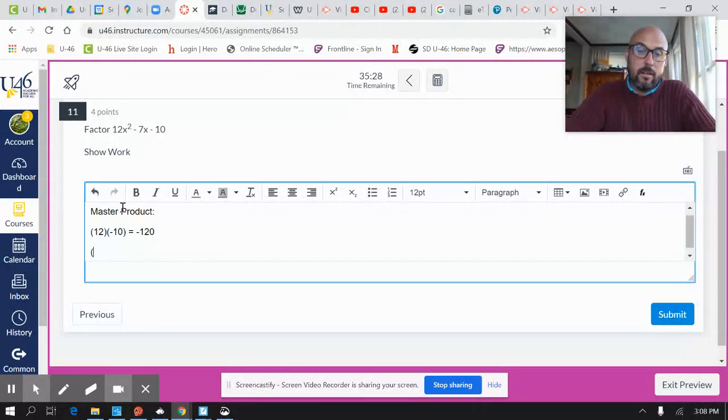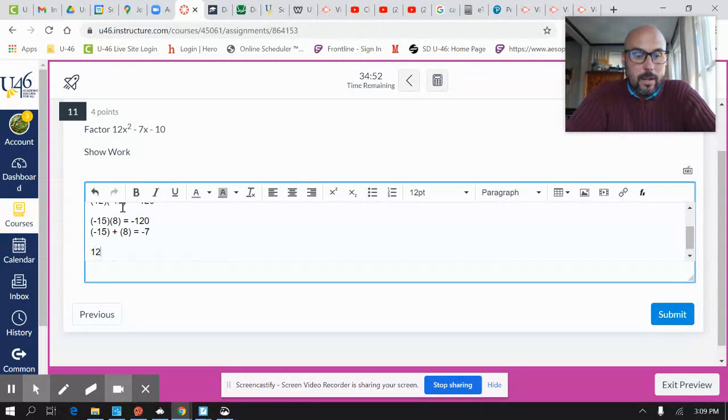I got to go to my calculator here. So 120 divided by 4 is 30. I don't think that'll work. 120 divided by 6 is 20. Nope. I need to find 2 numbers that when I subtract them, I get negative 7. 120 divided by 8 is 15. Aha! So I'll make it negative 15 times positive 8. Negative 15 times positive 8 is negative 120. And check it out. Negative 15 plus 8 equals negative 7. So those are the two numbers.